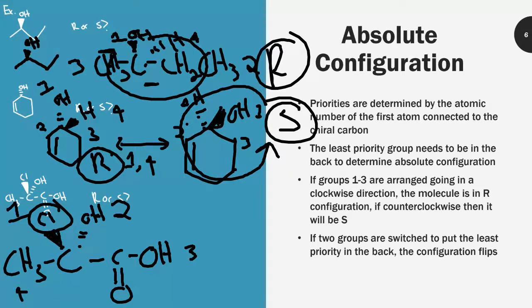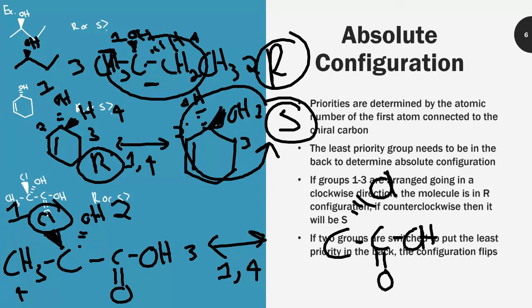So now that I have my priorities set, I need my least priority group in the back, and it is coplanar right now. So I need to switch 1 and 4 again. Okay, and it won't always be 1 and 4, by the way. It's just been a coincidence. Okay. OH stays here. Or not 1 and 4, 2 and 4, my bad.